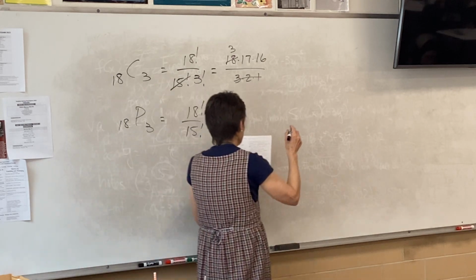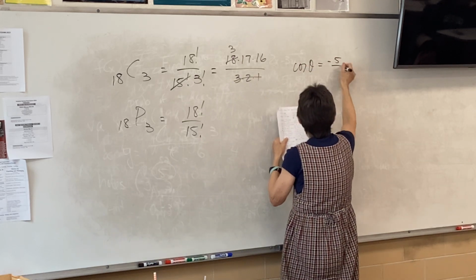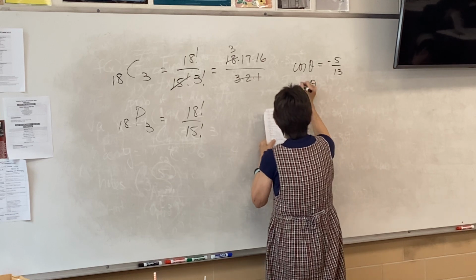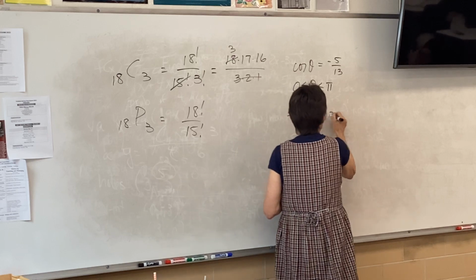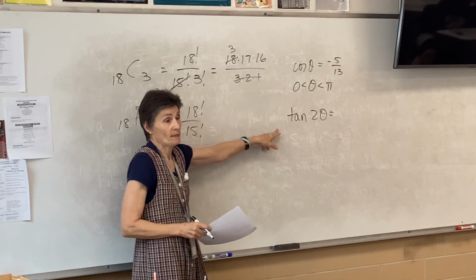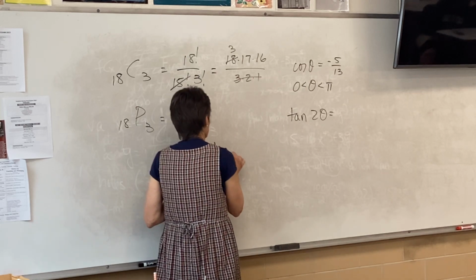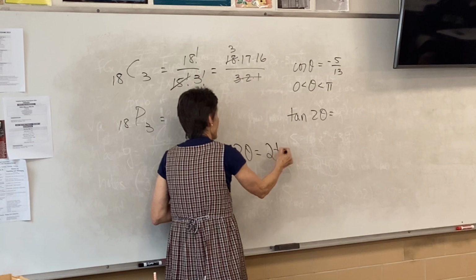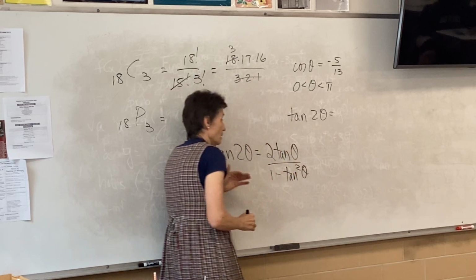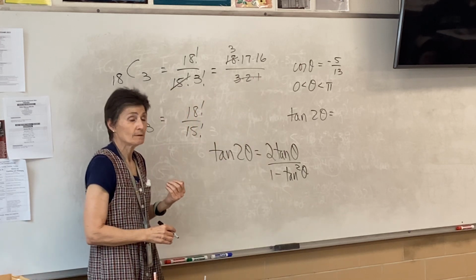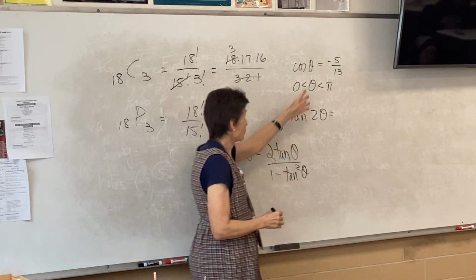All right, so given that cosine theta is negative 5/13, theta is between 0 and pi, find tan 2 theta. Now, that's going to be a formula. You're going to need the identity for tan 2 theta. It is on your sheet, so you will find that. It's 2 tan over 1 minus tan squared. But in order to use the formula, you're going to have to figure out what the tangent is. So let's look back at the given.